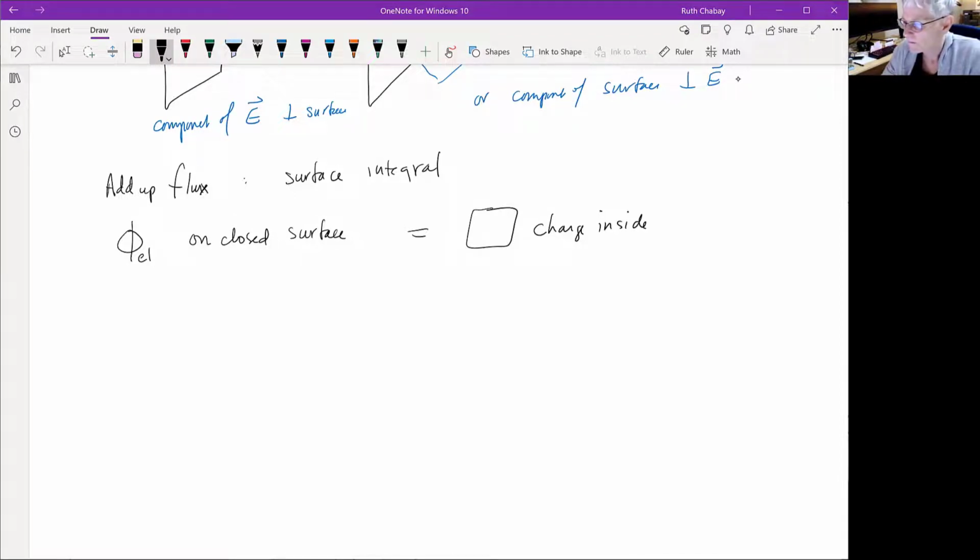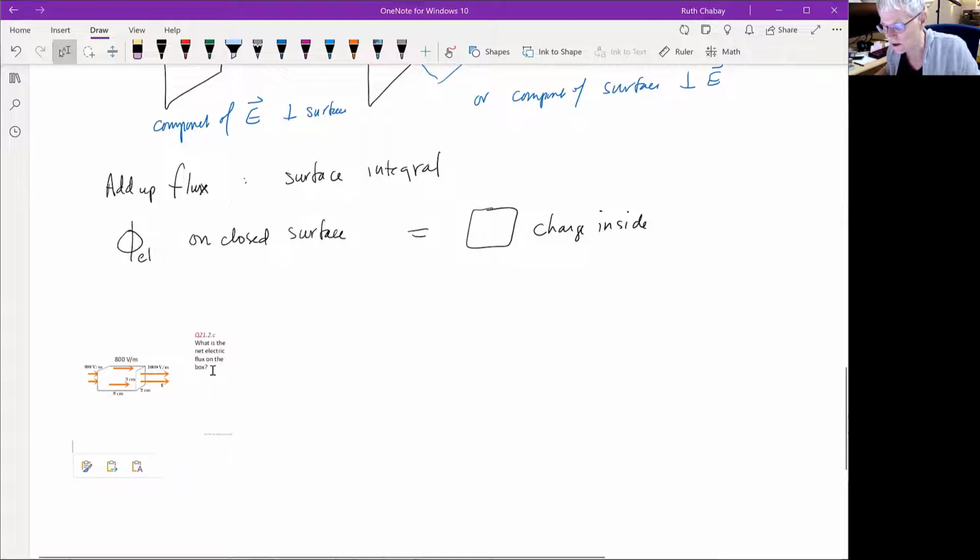And so what we need to do is we need to be able to add up the flux on a closed surface and then equate it to the amount of charge inside. So let's start by adding up the flux on a closed surface, and then we'll see what we're going to do to set it equal to something.